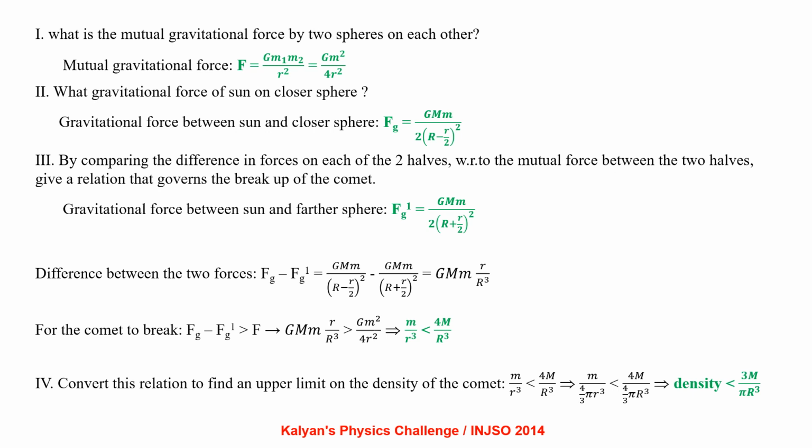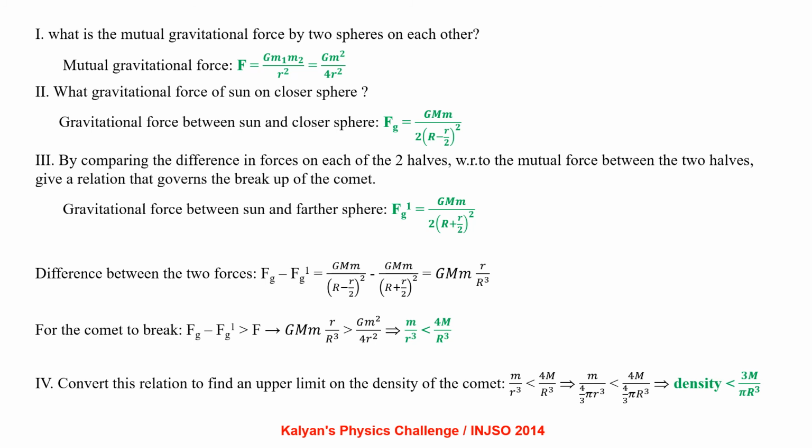What is the mutual gravitational force by the two spheres on each other? Mutual gravitational force F equals G times m1 m2 by r square, that is Gm square by 4r square. What is the gravitational force of Sun on the closer sphere? Gravitational force between Sun and the closer sphere Fg equals G times capital M small m by 2 into capital R minus small r by 2 whole square. See the diagram for clarity.